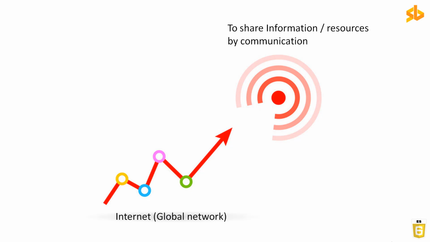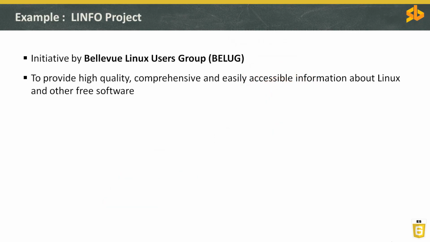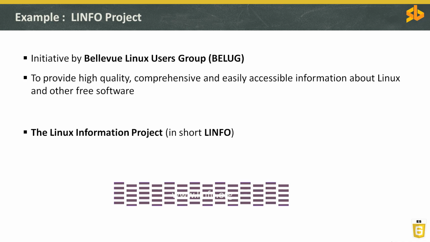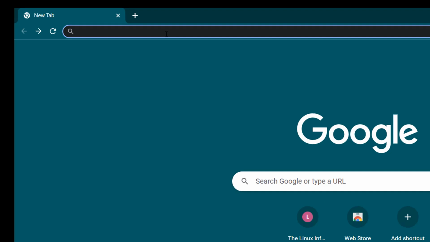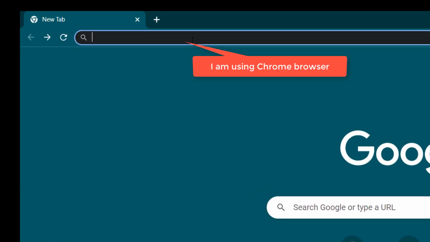Let's take an example to understand this better. Say we want to learn about Linux. We can simply go over the internet to find tons of information about it. Now there is an organized group of people who wanted to provide high quality, comprehensive and easily accessible information about Linux and other free software. So they started a project called the Linux Information Project. It's actually a website which we can browse through using a website address. All we need to do is type in the website address in the address bar of our browser.